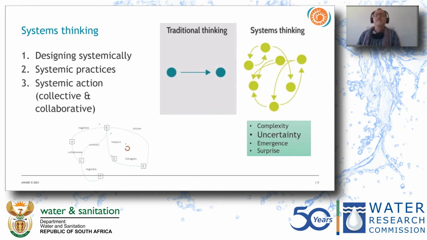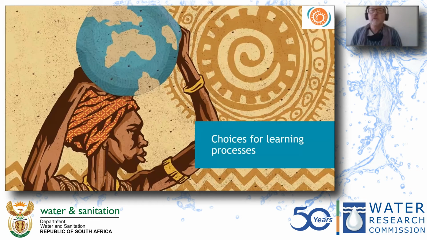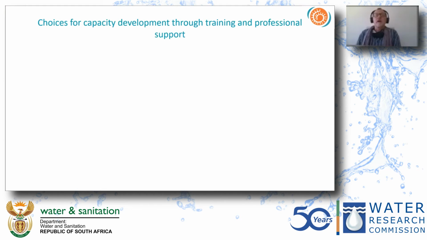Right. So there are choices for learning processes when you're trying to build capacity or skills from a systems point of view. They are there for training as well as for professional support.